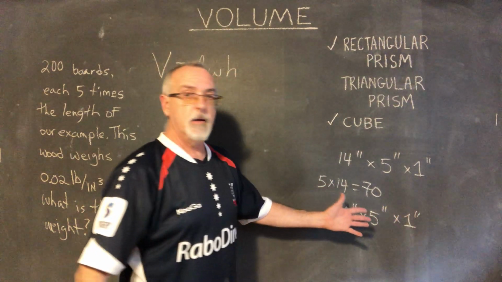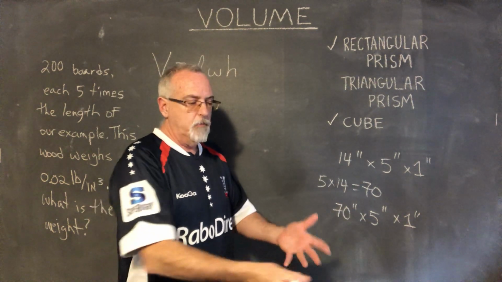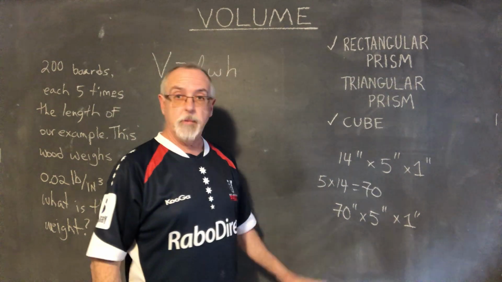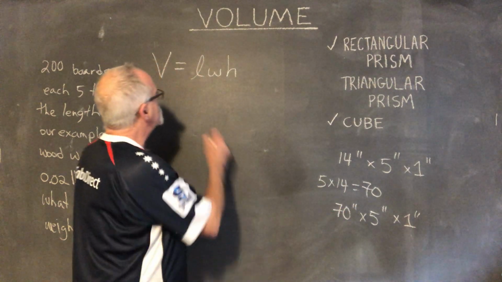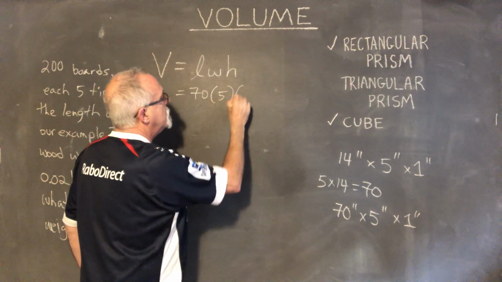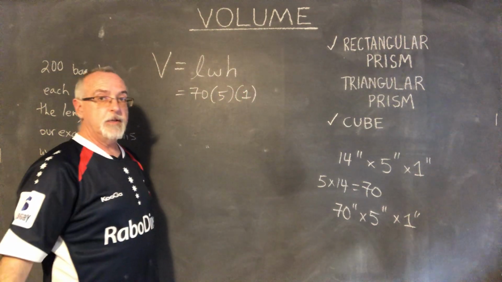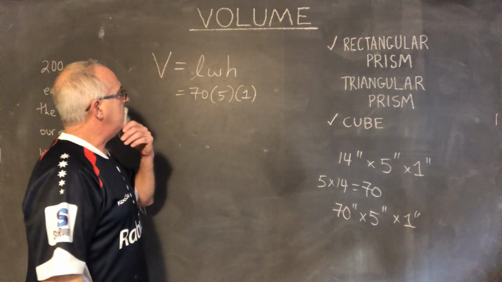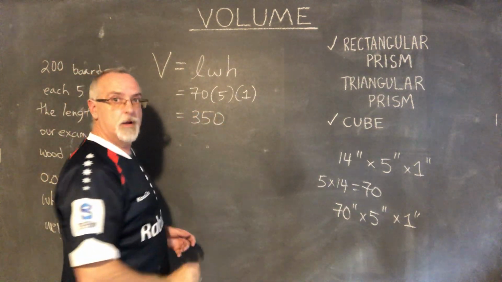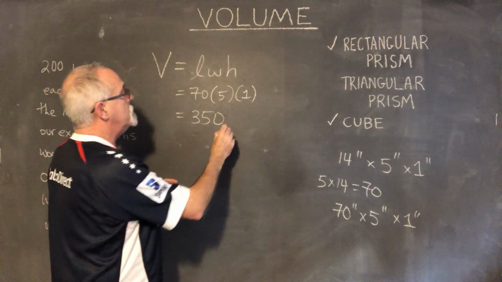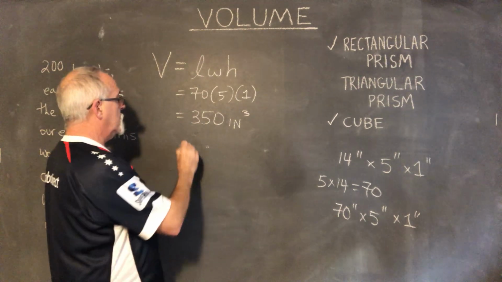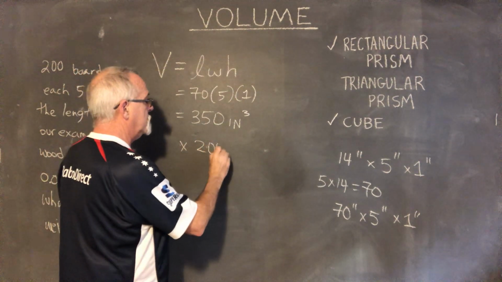The width and the thickness, which I'm referring to as height here, have not changed, but the length changed. It got a lot bigger, therefore the volume is going to be bigger. The volume is going to be 70 times 5 times 1. Multiplying by 1 is kind of easy, isn't it? 5 times 70 is going to be 350, and 350 times 1 is 350, and our unit is going to be inches cubed. But now I have to say times 200 boards.